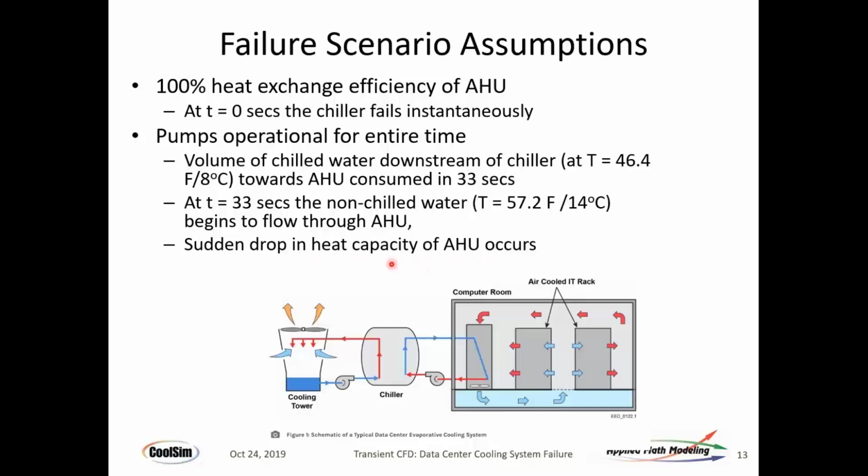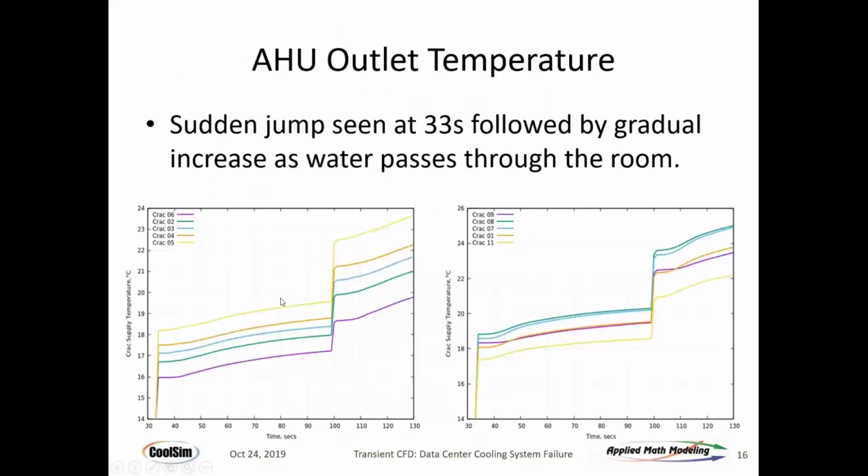So what we do in using a steady state solution like CoolSim is just calculate what the new cooling capacity looks like and run those simulations. Here's a plot of temperature coming out of the cooling units as a function of time when that happens. So you'll see at 33 seconds, a very big jump. Boom, the first slug of fluid hits the air handler that is no longer cool. Prior to that, you're in good shape. It runs like normal. But you see this big jump.